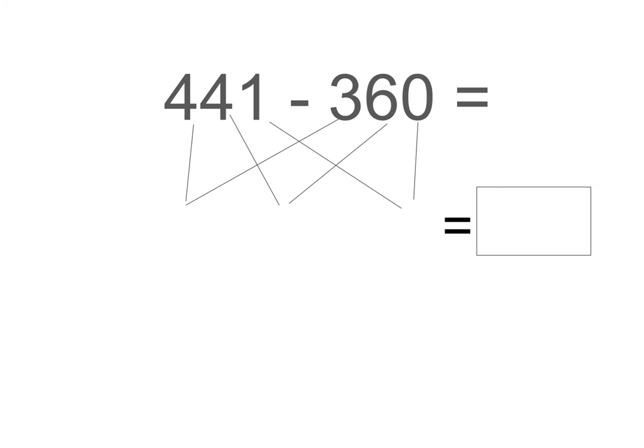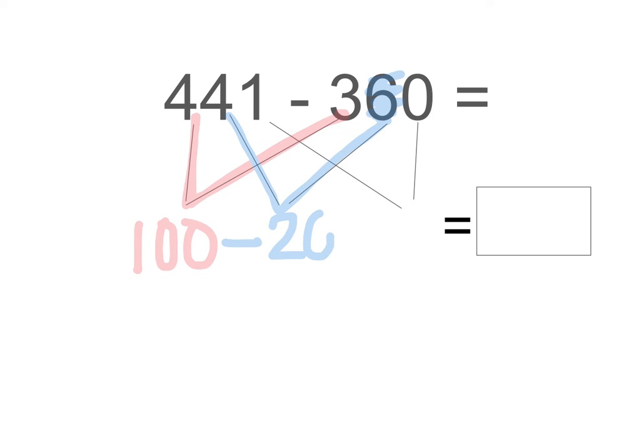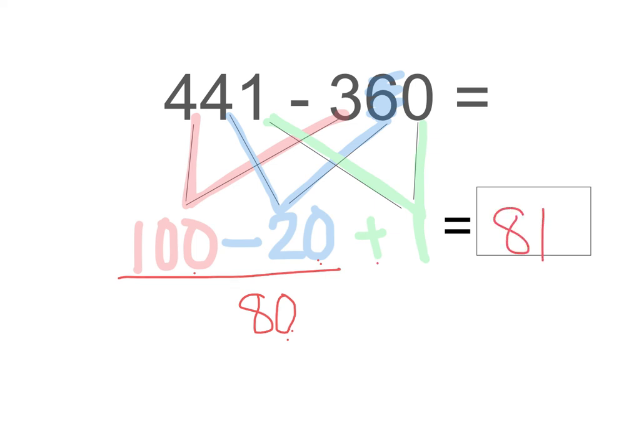The next one, 400 minus 300 equals 100. 40 minus that 60 is larger, so it's minus 20. And then 1 minus a 0, that's easy, plus 1. So now we're going to combine them together. 100 minus 20 equals 80 because 80 and 20 are partners to 100. And then 80 plus 1 equals 81.